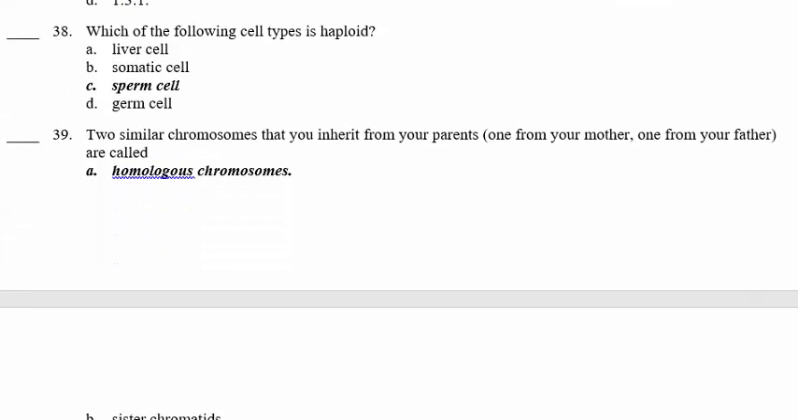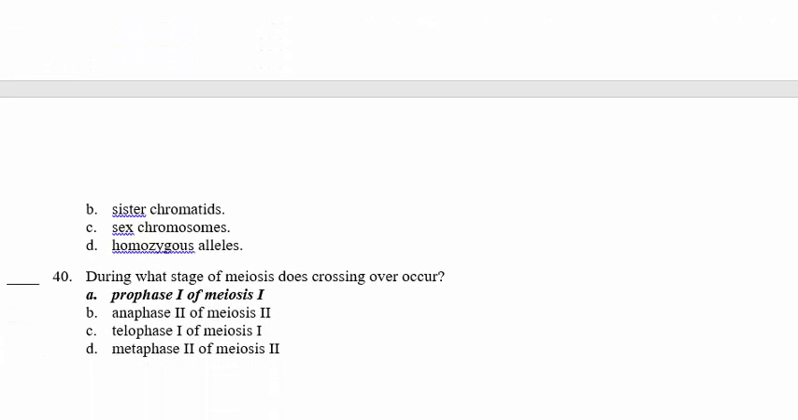39. Two similar chromosomes that you inherit from your parents, one from your mother and one from your father, are called, of course, homologous chromosomes. 40. During what stage of meiosis does crossing over occur? Remember, prophase 1, meiosis 1. I hope this covers all the questions, and watch it many times until you absorb all the answers.